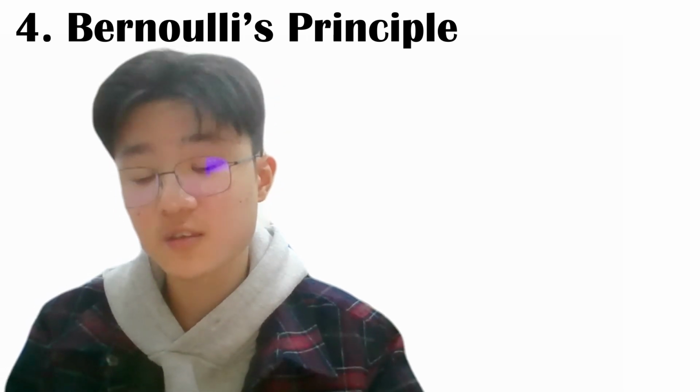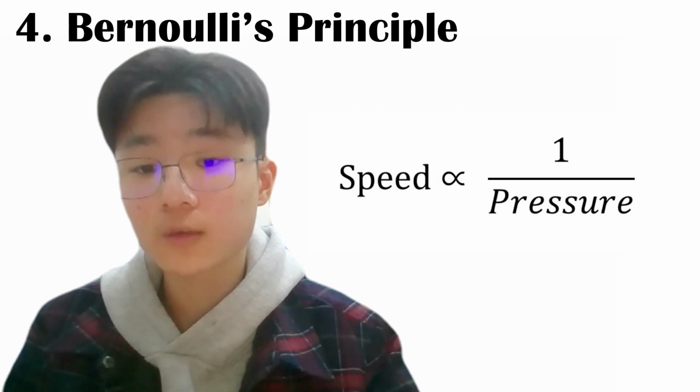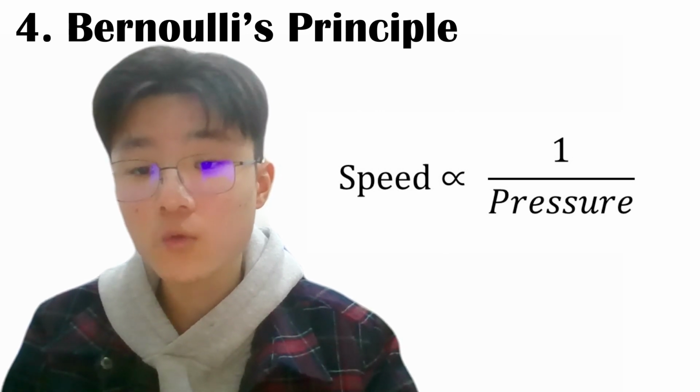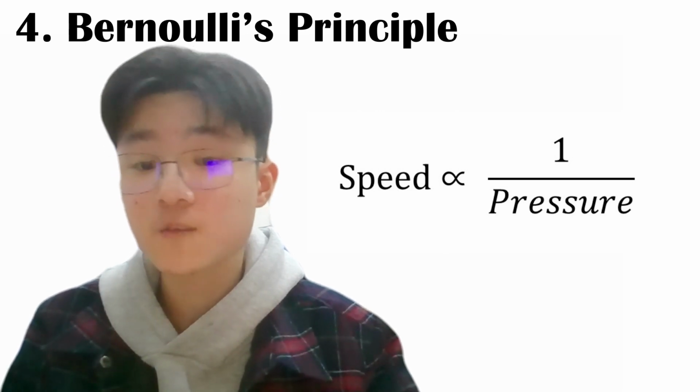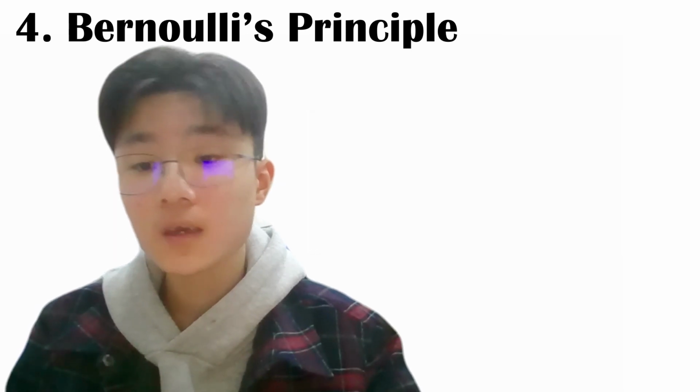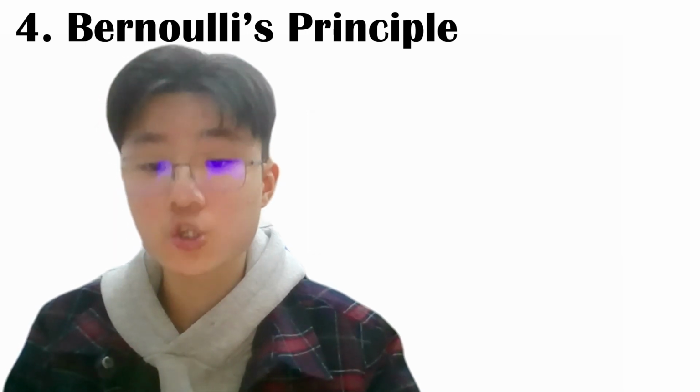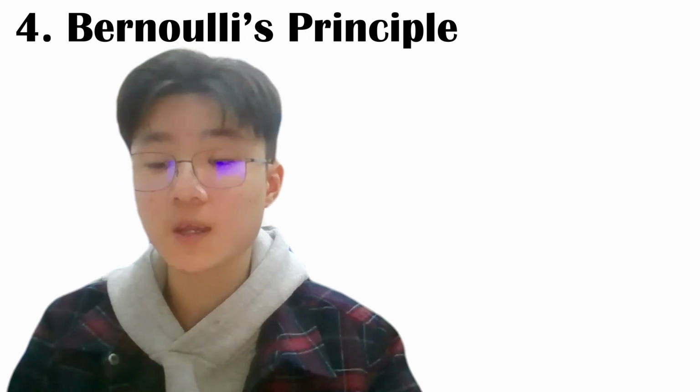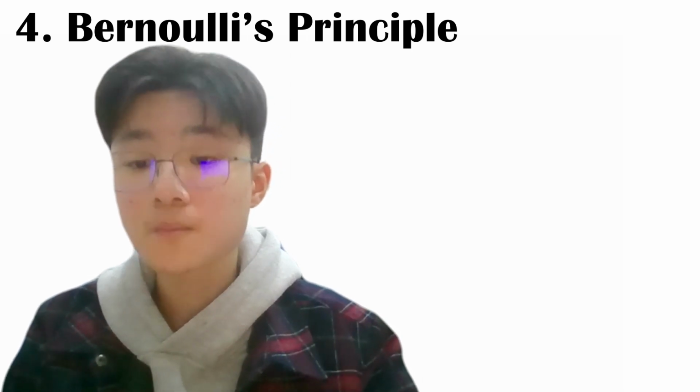Then you gotta know this. As the speed of a moving fluid increases, the pressure within the fluid decreases. They are inversely proportional. So you can make low pressure to control the direction of the wind by spinning moving fluid. This is Bernoulli's principle.